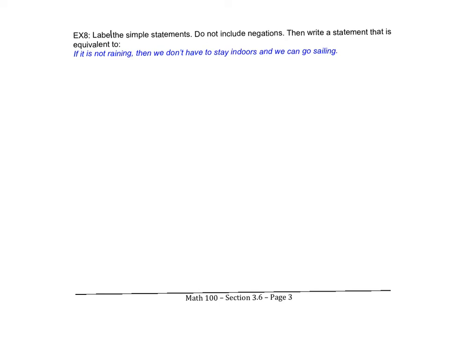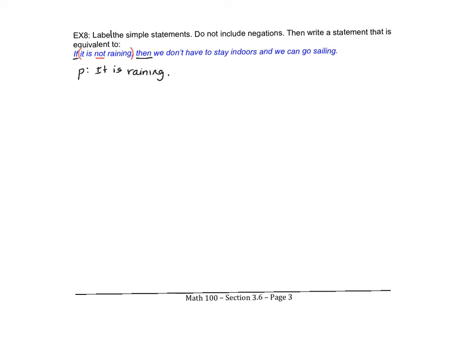So the first thing I'm going to do is look at my directions, which said label our simple statements. So let's label the simple statements. I see an if, then. So I can see that maybe P should be it is, but there's a not in there. And the directions said do not include negations in your simple statements. So instead of having P be it is not raining, P is going to be it is raining. So don't forget to read the directions.